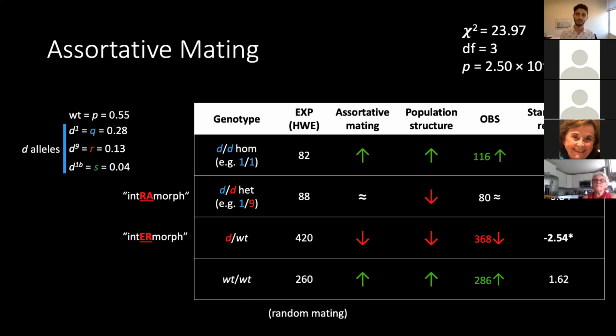Furthermore, we can look at these terms called the standardized residual. And this essentially asks which of these categories contributed most and significantly to the chi-square statistic, with an absolute value greater than 2 being considered significant.